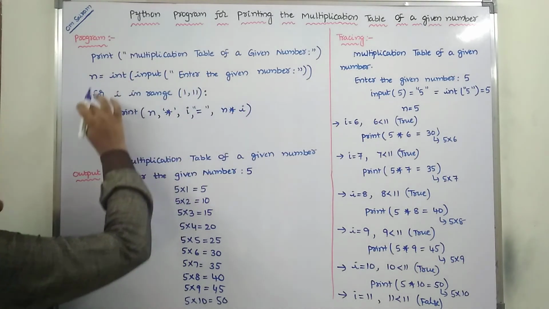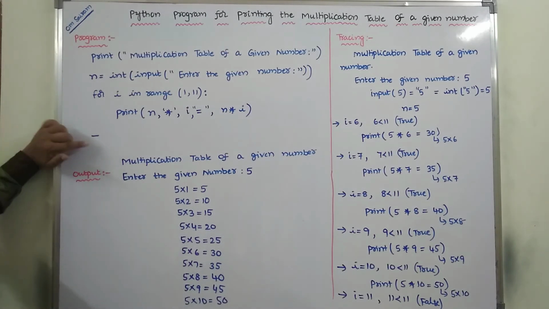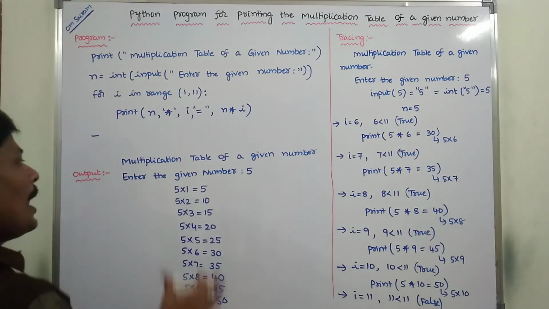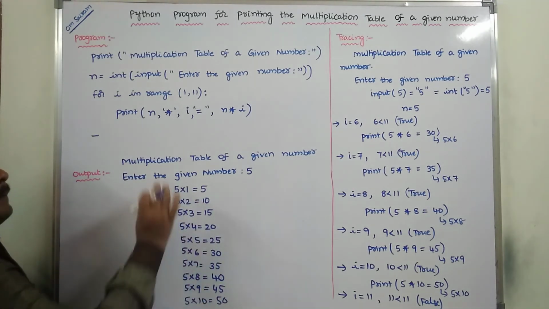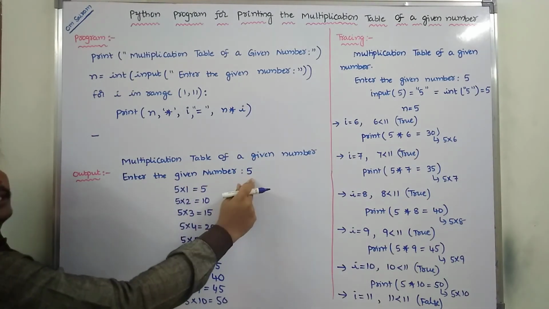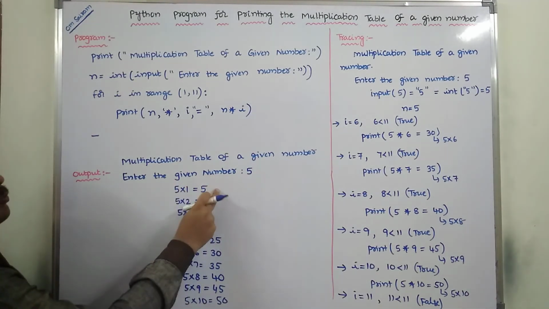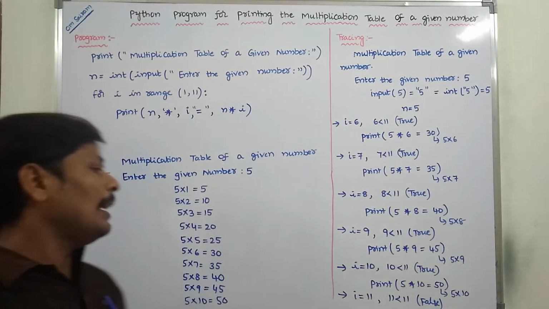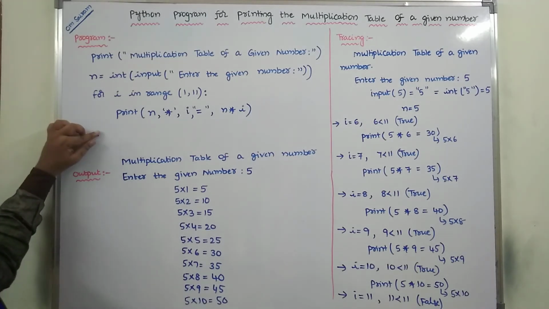Up to now, this is the for loop. After the for loop, there is no statement. Then the program is terminated. Okay. Now this is the output. Multiplication table of a given number. Enter the given number, that is 5. So 5 into 1, that is 5, up to 5 into 10, that is equal to 50. Here the condition is failed, then the program is terminated.